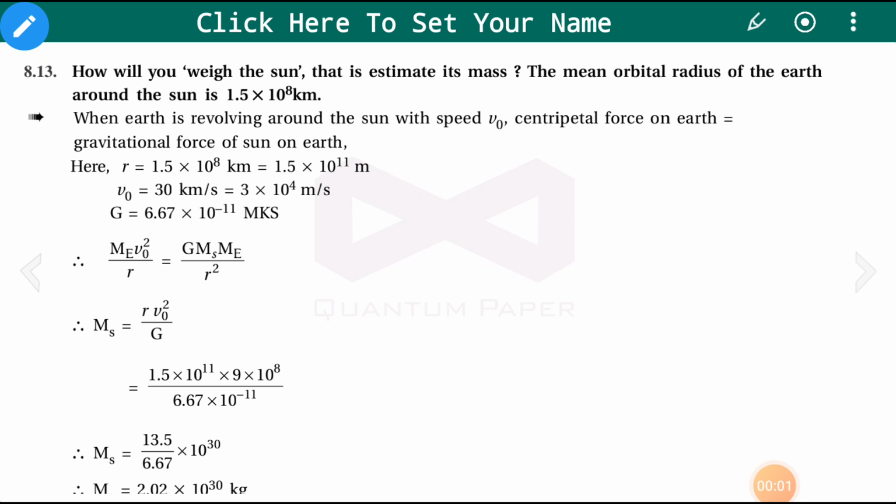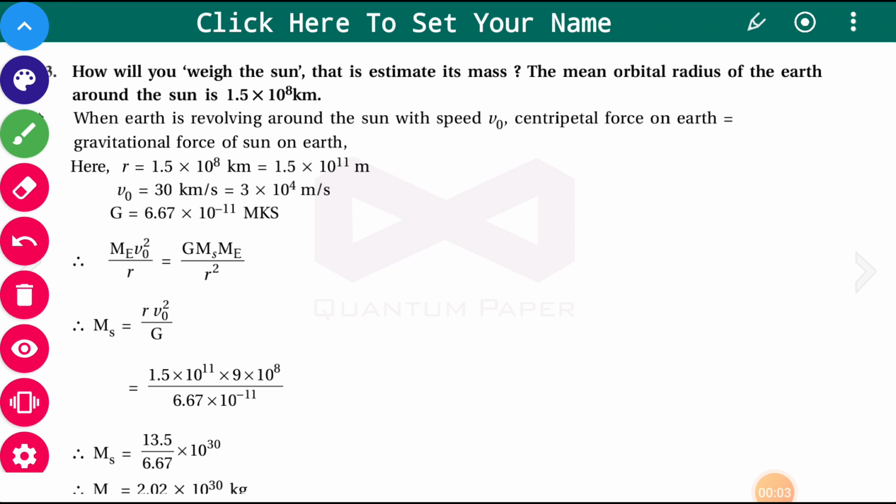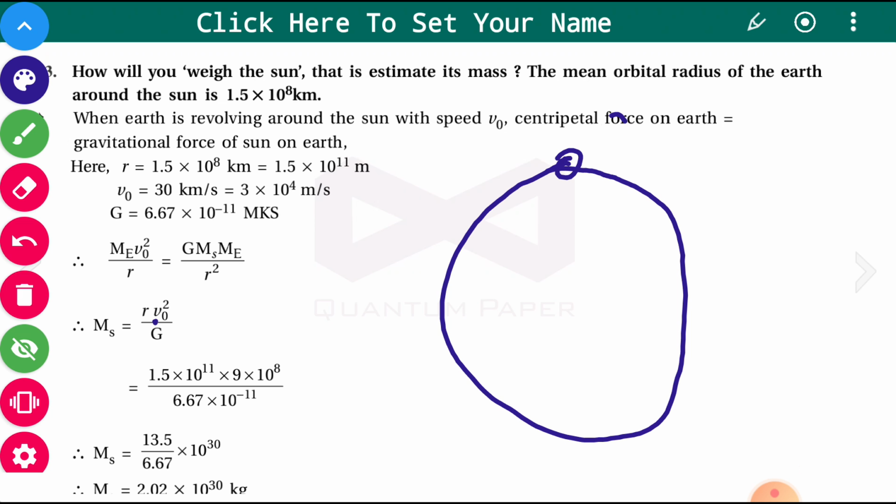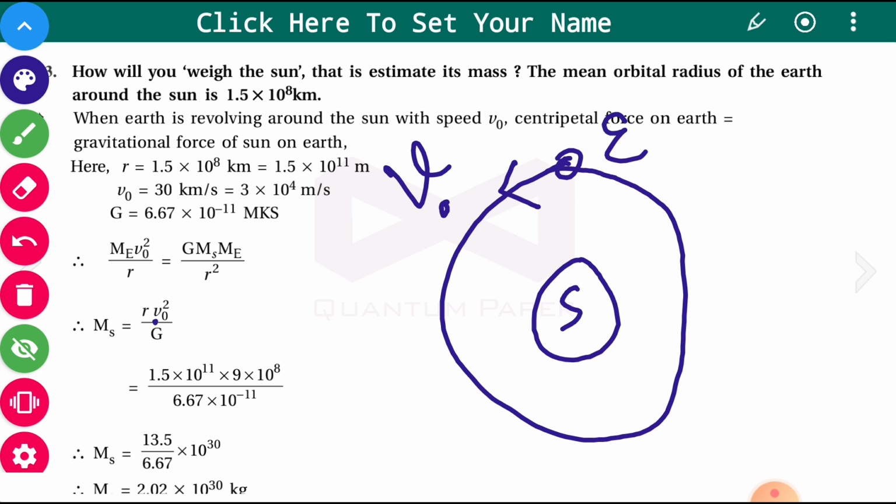Numerical number 8.13. How will you weigh the sun? That is, estimate its mass. The mean orbital radius of the earth around the sun is 1.5 into 10 to the power 8 kilometer. You try to understand, this is the earth which is moving around the sun, and the orbital speed of the earth we consider as vo.